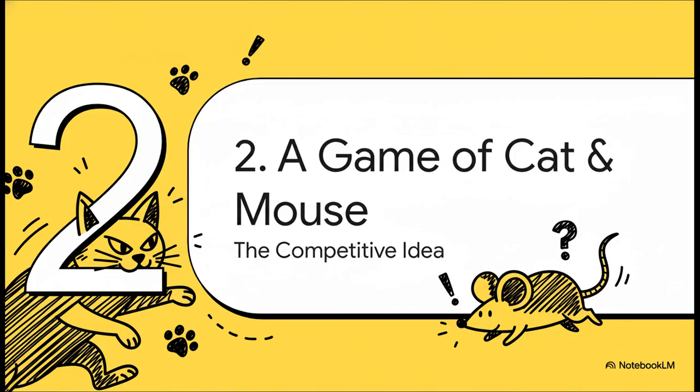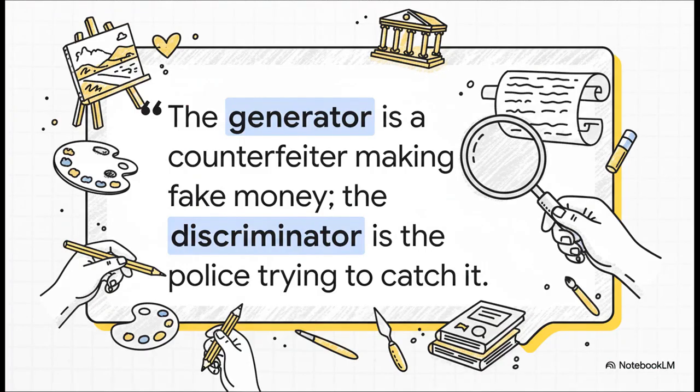Okay, so how in the world do GANs actually do this? The real genius here isn't that there's one single super smart AI model doing all the work. Nope. The secret sauce is that the entire system is designed as this brilliant, competitive game between two players. And the best way to think about it is this. It's a game of cat and mouse. You've got a counterfeiter versus the police.